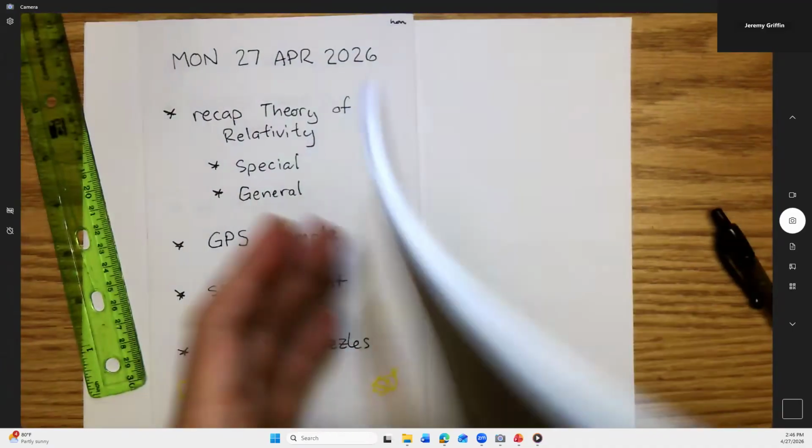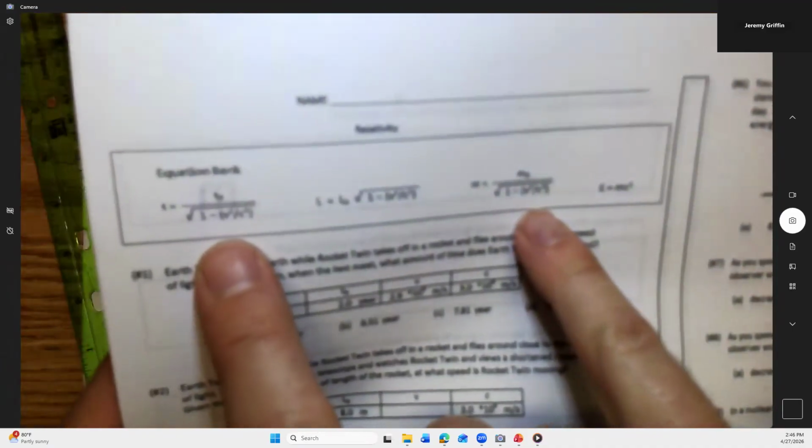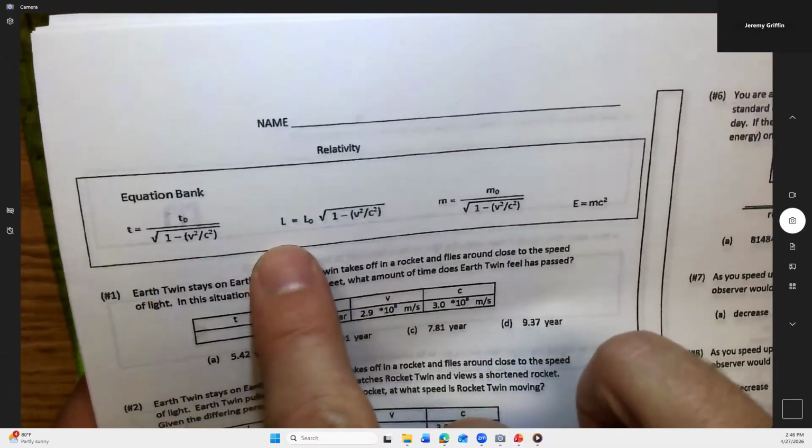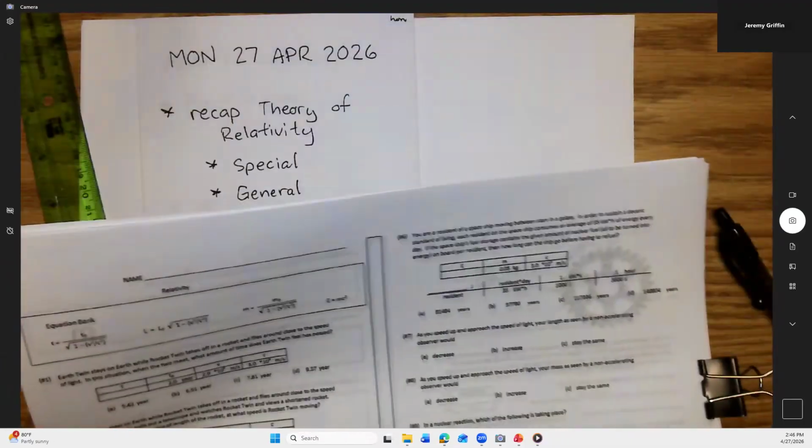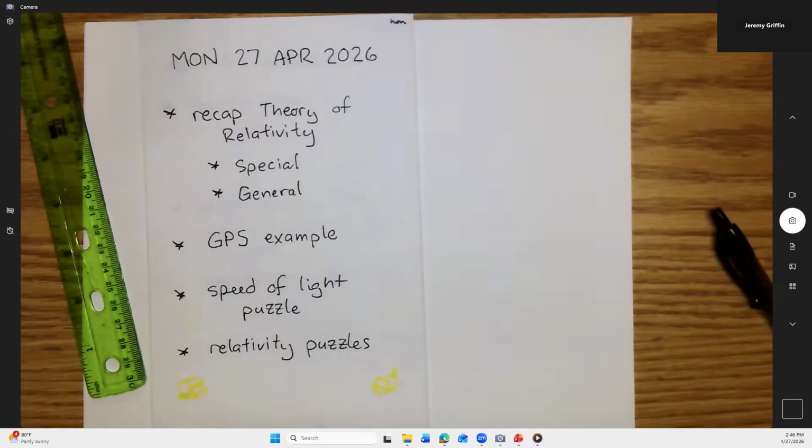On the other side, you guys are going to see these formulas in the recap today: time dilation, length contraction, momentum, and mass-energy equivalence. And so how do you guys solve these two?